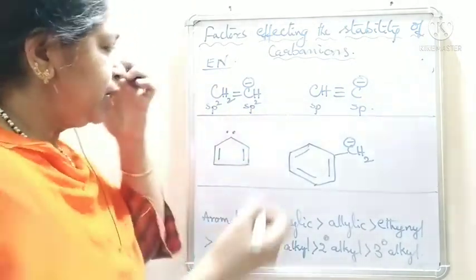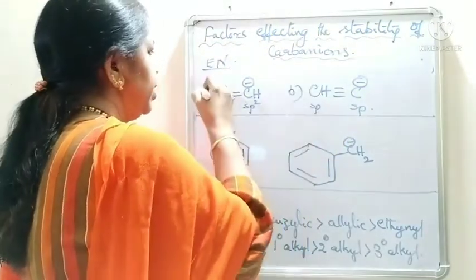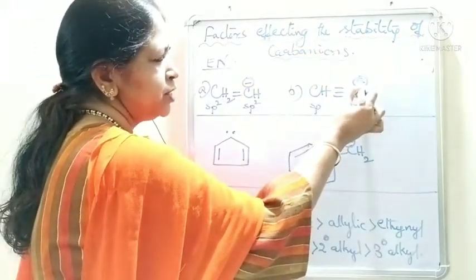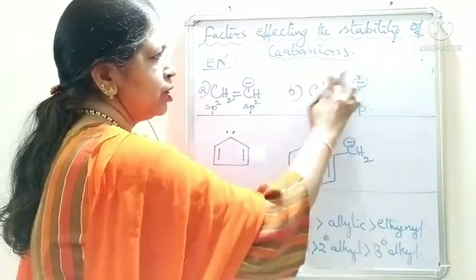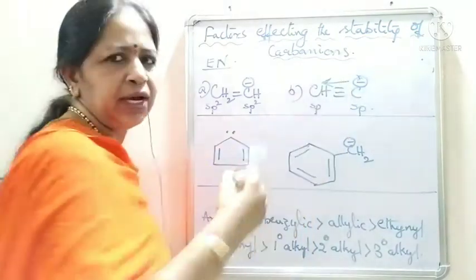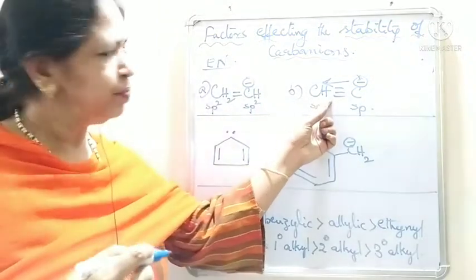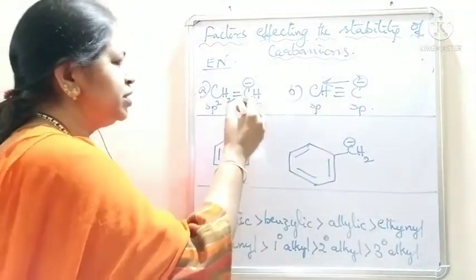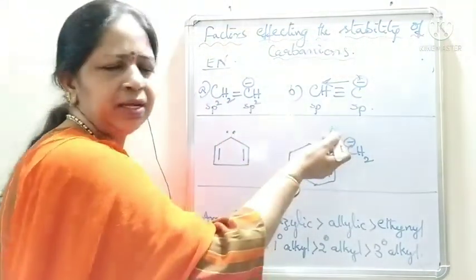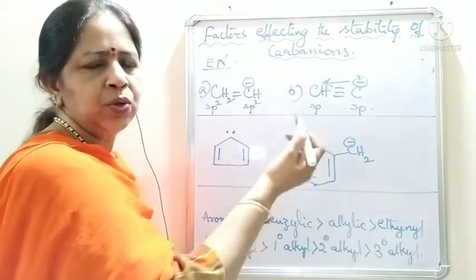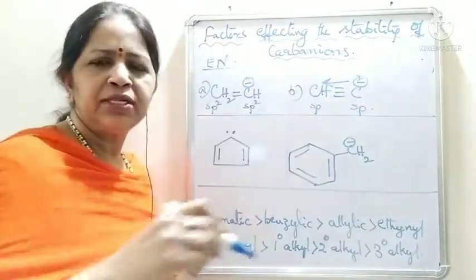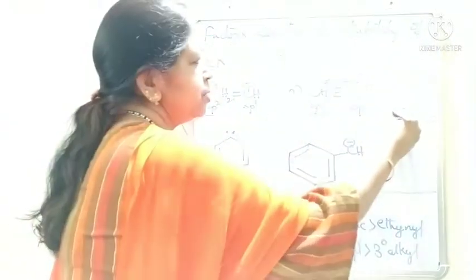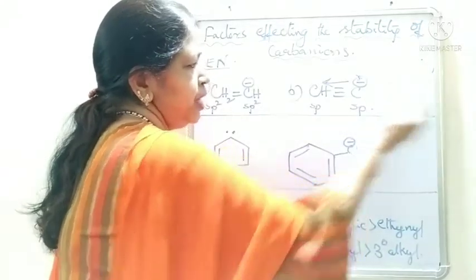So, in the second example, let it be B and A. In this, the carbon is more electronegative, so the charge will be distributed more towards the more electronegative carbon. And in the first one, the electronegativity of this carbon is less, so the charge distribution is less compared to the second structure. So, what is the order of stability? Wherever the charge distribution is more, that will be more stable. So, B is more stable than A in this case.